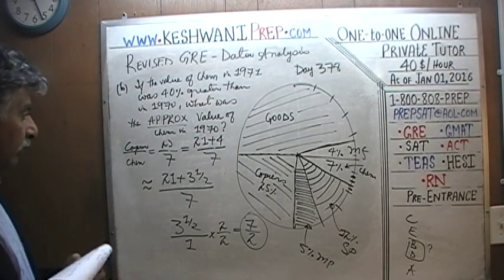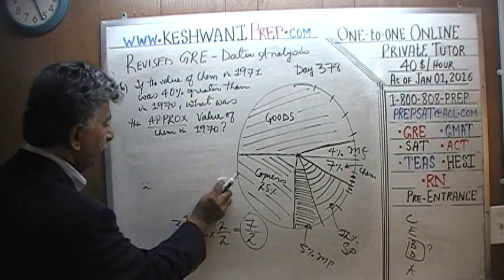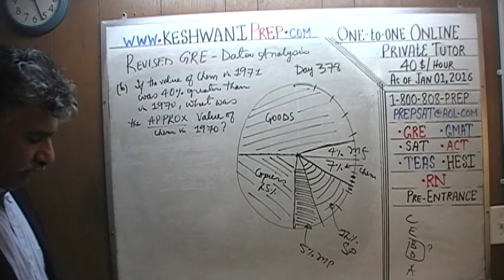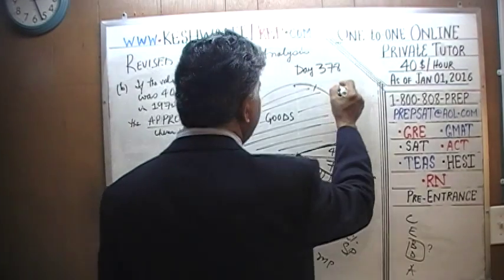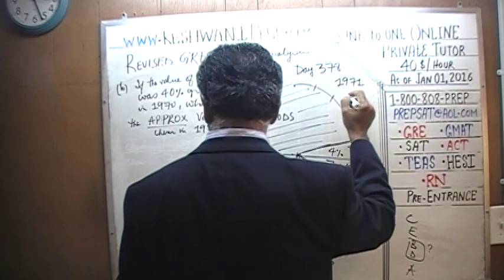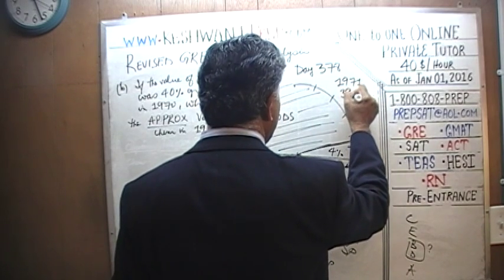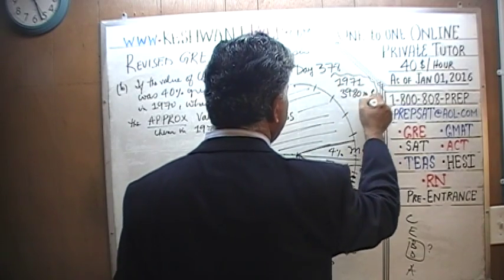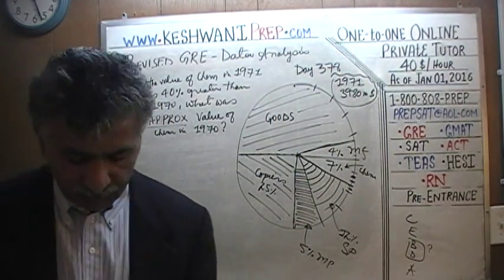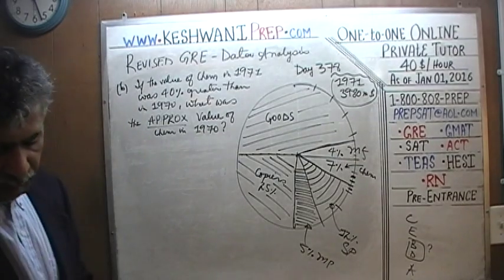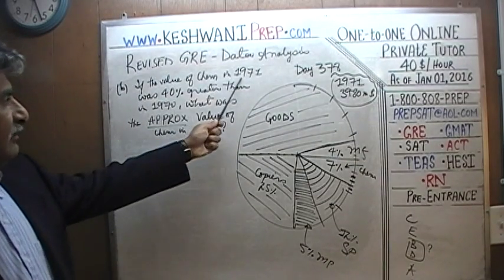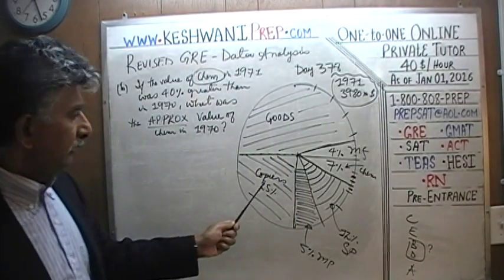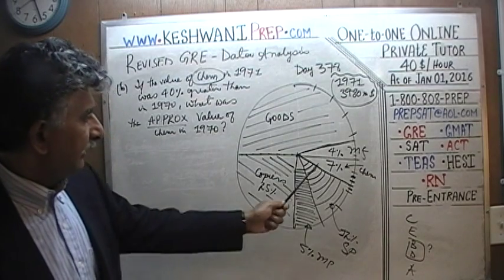We need the room, obviously, so we're going to erase all of this now. And here is the question. Keep in mind that the data that is given to us is for 1971. This data is for 1971, and we are told that the total was $3,980 million. Keep that in mind. This is 1971. These are 1971 figures, and we're talking about chemicals. Chemical, where is chemical? Right there, 7%.